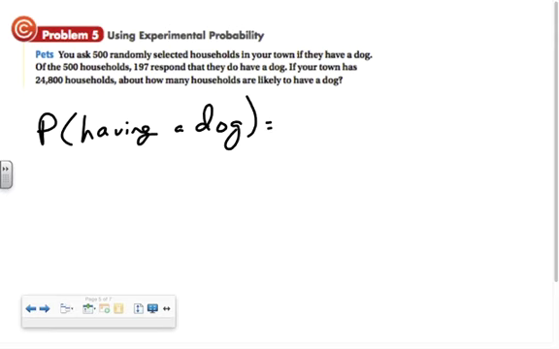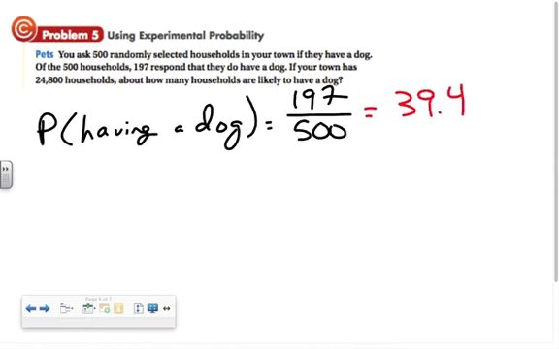And I find that by taking 197 and dividing it by 500. And that is 39.4%. Your calculator probably has that 0.394 in it. Keep that there, because what we're going to do now is take that and multiply it by 24,800.